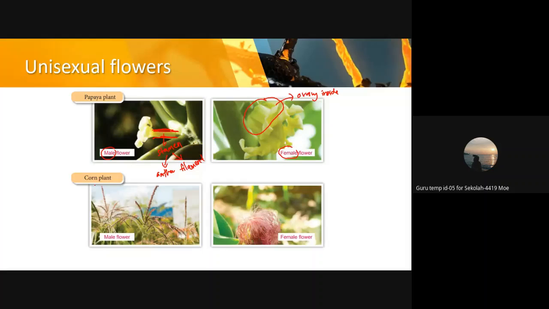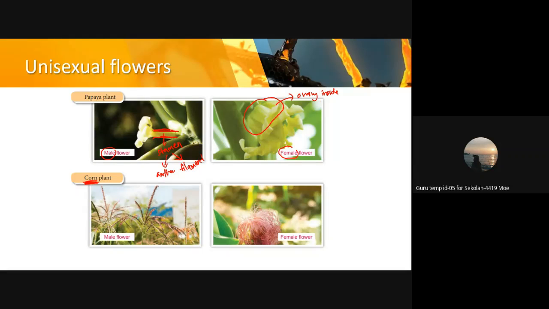Same goes for corn plants. As you can see, the male flower is also long, same as the papaya plant. But the female is bigger. Alright, remember, if male, it is long; if female, it is bigger. Right? So these are the examples for unisexual flowers.